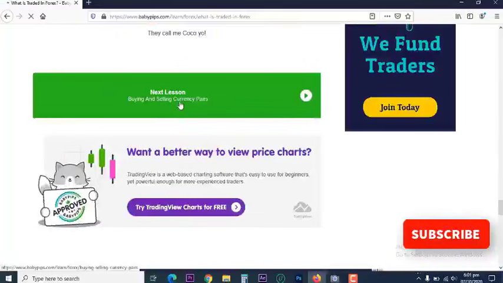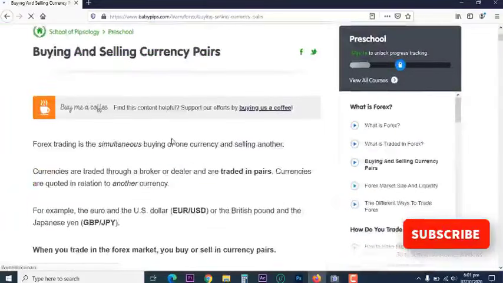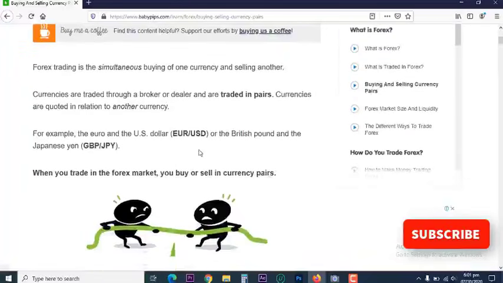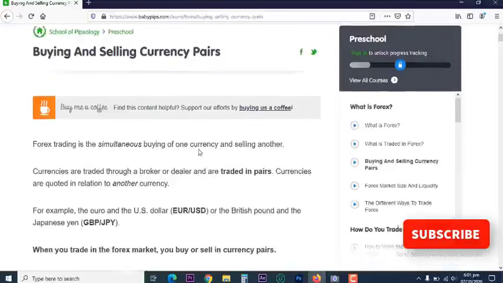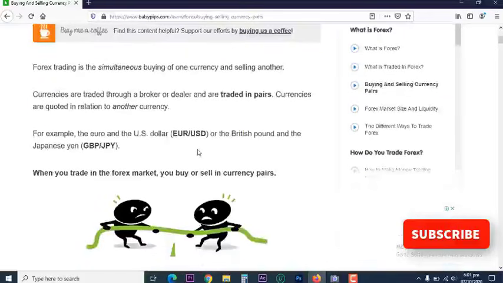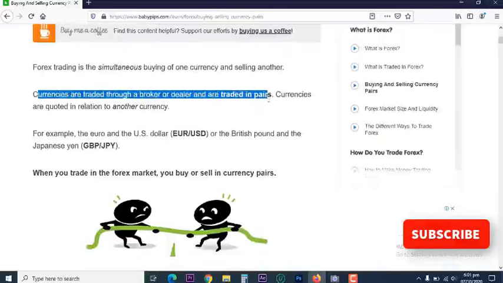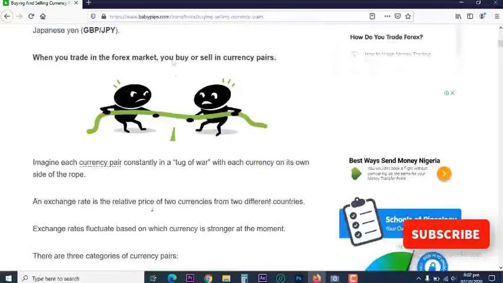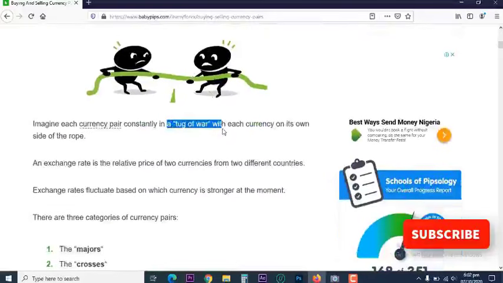So buying and selling currency pairs. What is this all about, guys? It's actually a constant tug of war when you buy a currency pair. So currencies are always traded in pairs. They are traded through a broker or a dealer in pairs, and they are quoted in relation to another currency. We have the Euro USD, GBP JPY, right? Traded against each other. You see these two monsters, these little guys over here, they're fighting against each other. It's a tug of war.